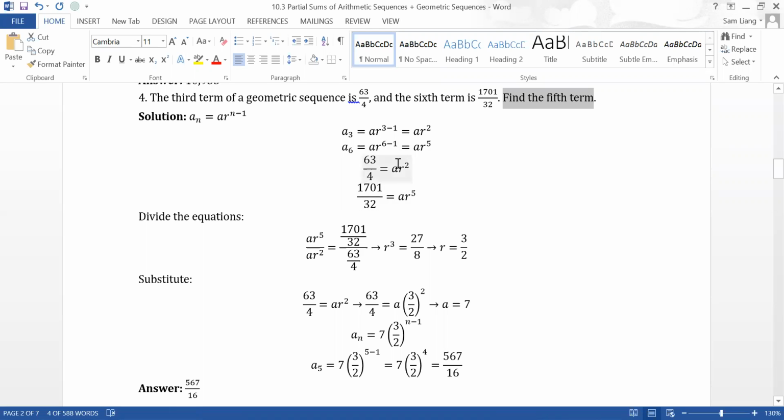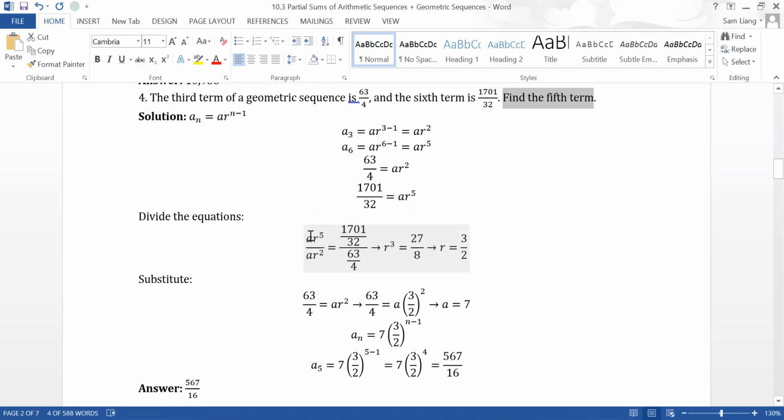From here, we have two unknowns, right? We don't know what the first term is, a, and we don't know what the common ratio is, right? But here we have two equations, so we can solve for both unknowns. Okay. So to find the common ratio, I'm going to first divide the equations. So I do ar to the fifth divided by ar squared, and then at this point, I would use a calculator. You get r cubed is equal to 27 over 8.